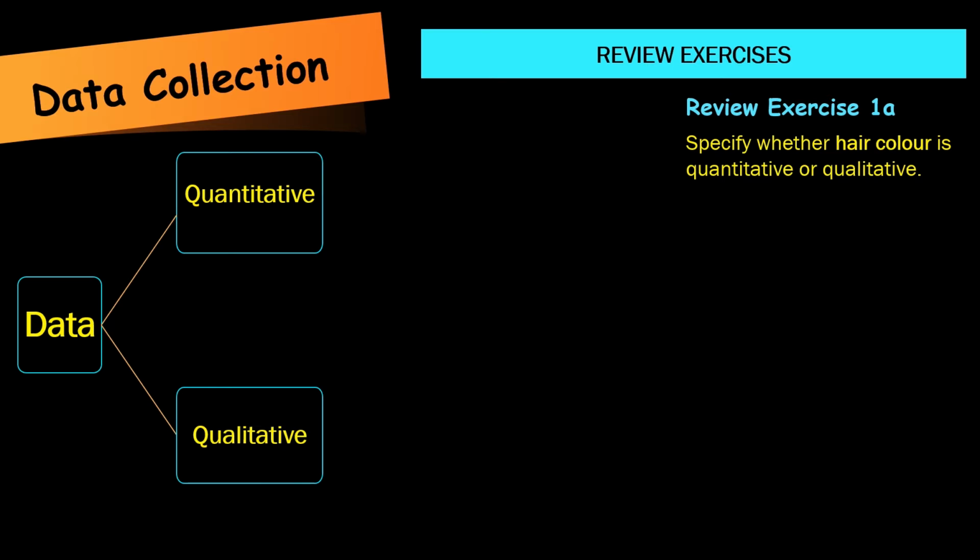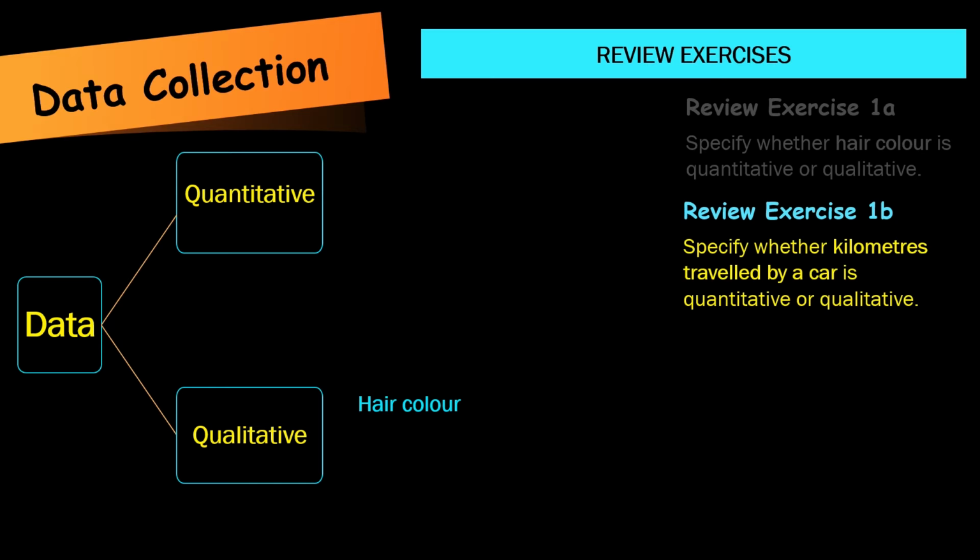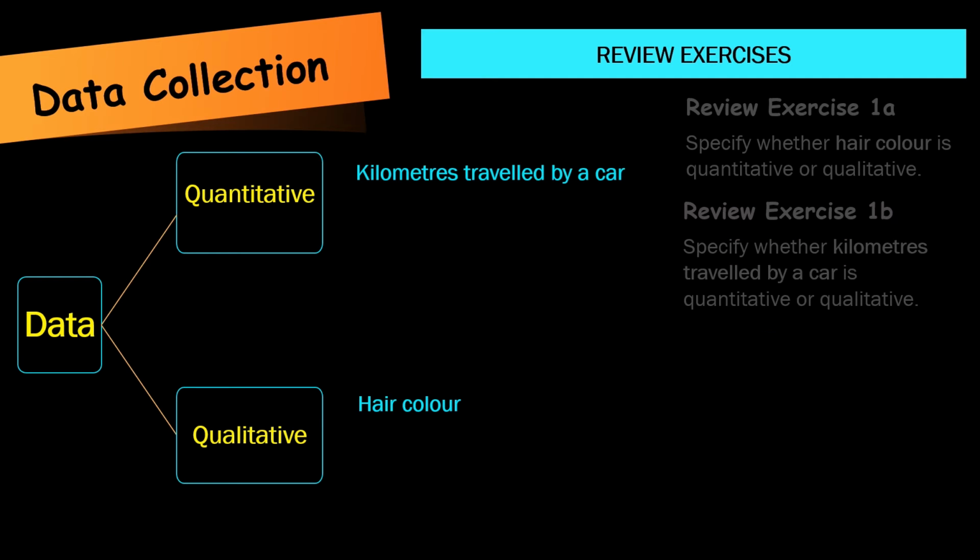Review exercise 1A. Specify whether hair colour is quantitative or qualitative. Clearly, hair colour is non-numeric, therefore it's qualitative. And review exercise 1B. Specify whether kilometres travelled by a car is quantitative or qualitative. Clearly we need numbers here, so it's quantitative data.